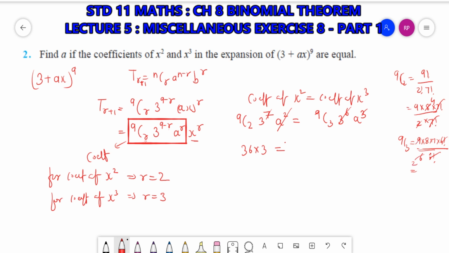Okay, 3 twos are 6, 3 threes are 9, and 2 ones are 2, 2 fours are 8. So it's 4 threes are 12. Okay, so I will write down 12 into 7a. So 12 ones are 12, 12 threes are 36. So 9 equal to 7a, that implies a is equal to 9 by 7. Okay, this is the value of a. This was about question number 2. Just note it down.